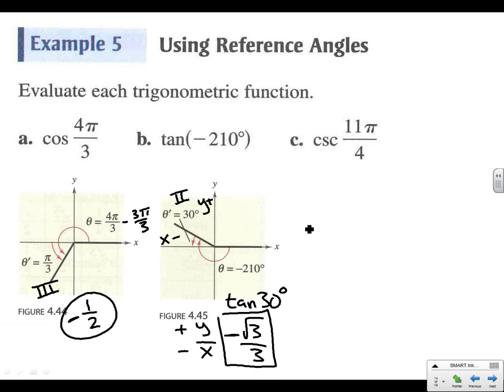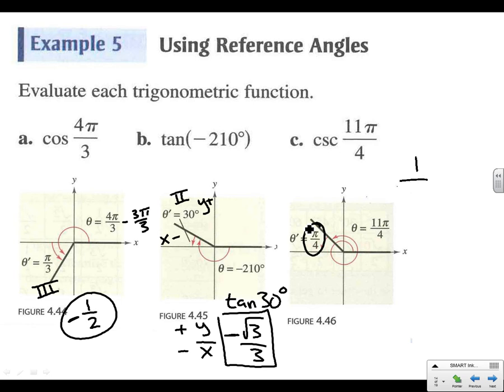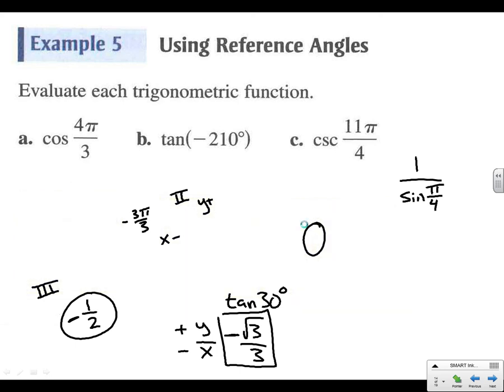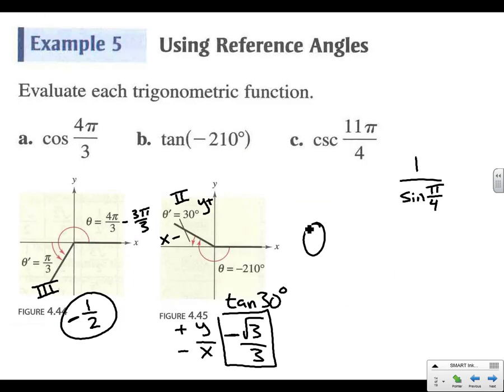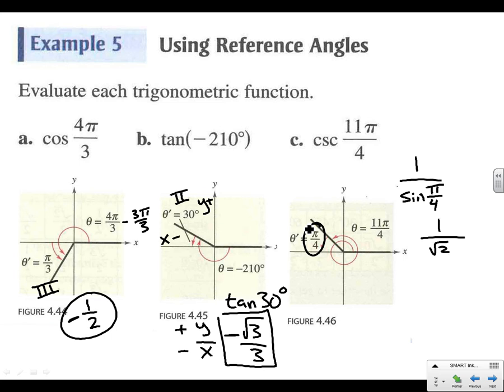And lastly, cosecant of 11 pi over 4. 11 pi over 4 has a reference angle of pi over 4. And remember, cosecant is the flip of sine. So let's go figure out what the sine of pi over 4 is. Jumping back to our chart, sine of pi over 4, root 2 over 2. And so this is 1 over root 2 over 2. Flip that over, you just get root 2.